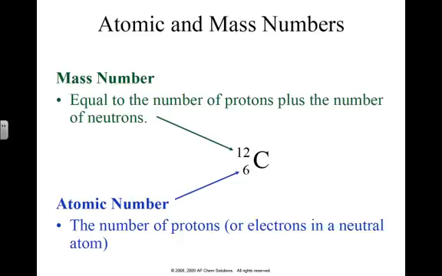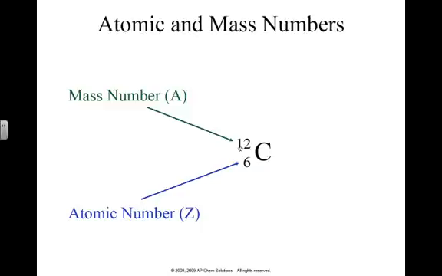So how are we going to figure this out? We have two pieces of information that we find on the periodic table. The mass number, which is equal to the number of protons plus the number of neutrons, and the atomic number, which is just equal to the number of protons and the number of electrons if carbon is a neutral atom. So the mass number, which sometimes they call A, is 12, carbon 12, and the atomic number, which we sometimes call the Z number, is 6. 6 protons, 6 neutrons, 6 electrons.